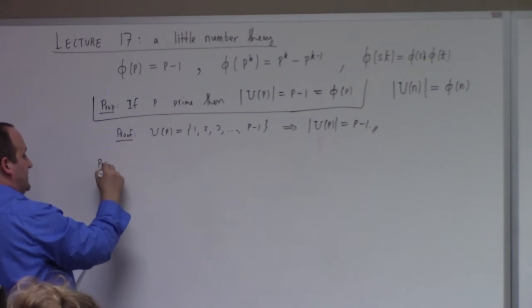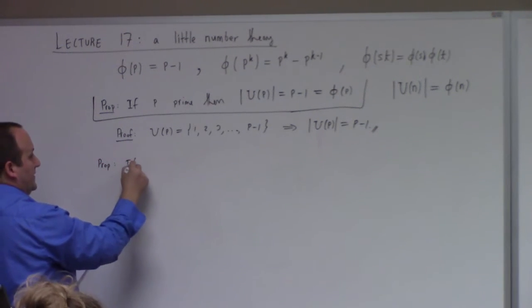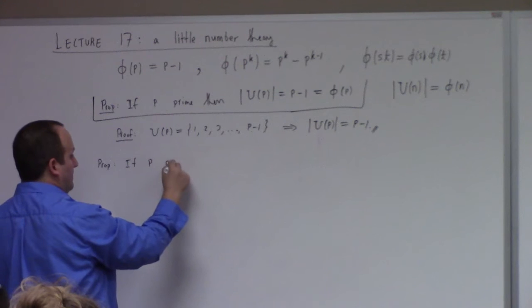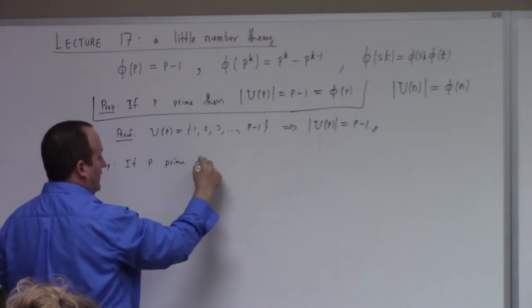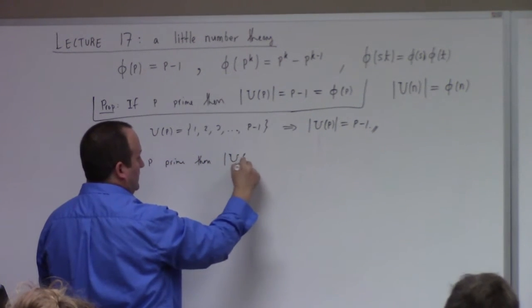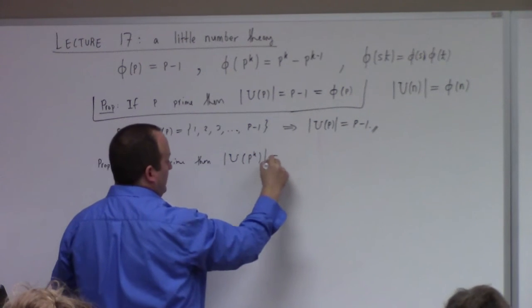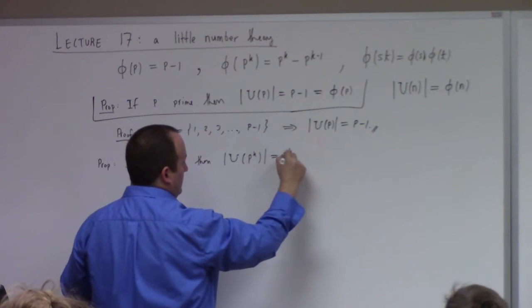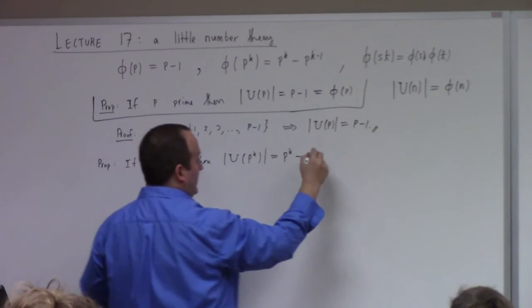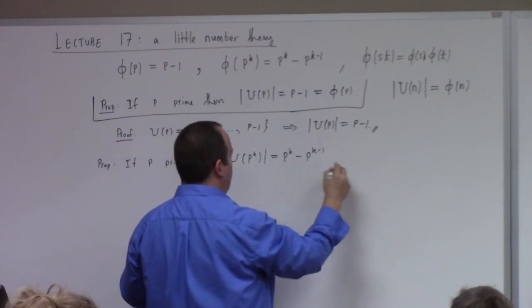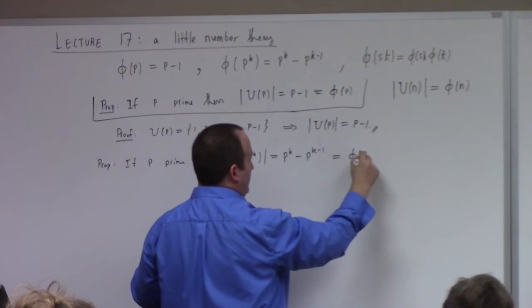The next proposition isn't much different. If p is prime, then the order of U of p to the power k is equal to p to the k minus p to the k minus 1. And of course that's equal to the Euler phi function of p to the k as well.